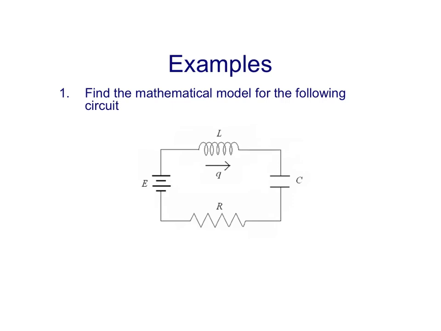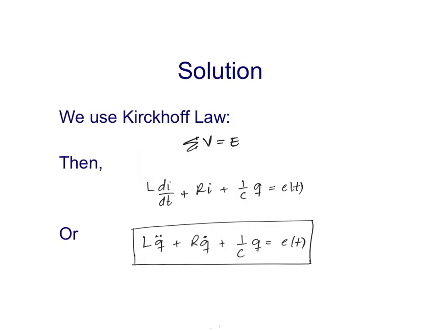Here we have an electrical circuit having an inductance, a capacitance, a resistor, and a voltage source. We need to find a mathematical model for this circuit. Let us use Kirchhoff's law for voltages. It's a linear circuit, and we are going to consider the voltage, or differential of potential, in the inductor, the voltage on the resistor, and the voltage on the capacitor. The sum of these three voltages should be exactly equal to the voltage source.